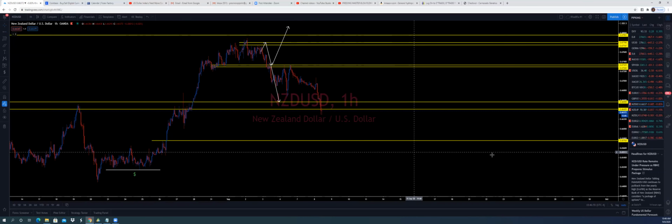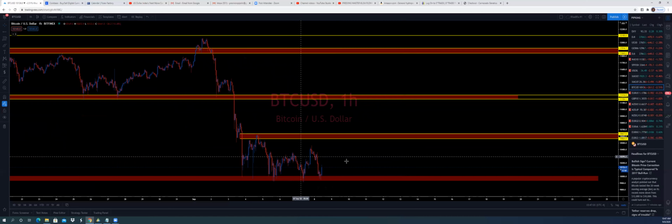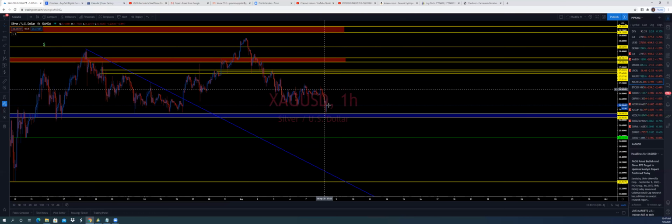Moving on to Bitcoin. Bitcoin still playing around, so I'm still just monitoring Bitcoin. Moving on to silver, we did get our silver sale from last night. I told you guys that I wanted to see silver come back down, retest the structure. At the time of the call last night, we was right here.